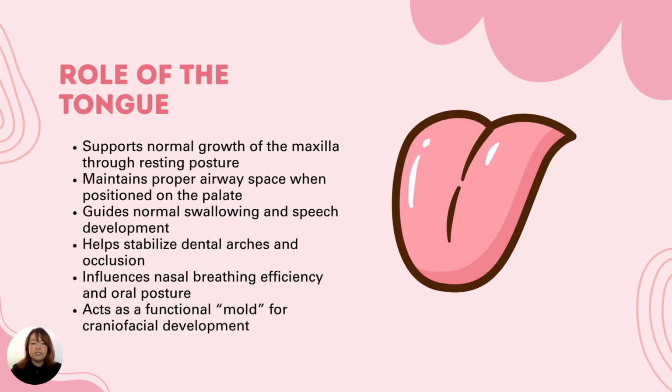and maintains proper airway space when positioned on the palate, meaning the roof of our mouth. It guides normal swallowing and speech development. I don't know if you've ever seen any of this, but with speech development, a lot of kids who go to speech therapy do have what is called tongue ties, or a thick frenum attachment of their tongue to the floor of their mouth. A lot of times people have to get those snipped. Let's see, it helps stabilize dental arches and occlusion. So think if a patient is tongue thrusting like that, it will push the upper anteriors, our upper teeth, out like that. And it acts as a functional mold for the craniofacial development.